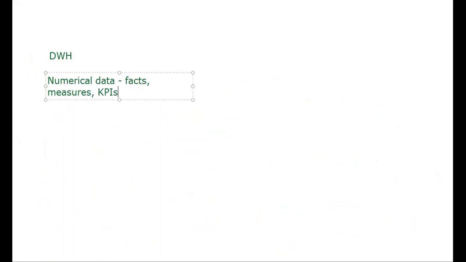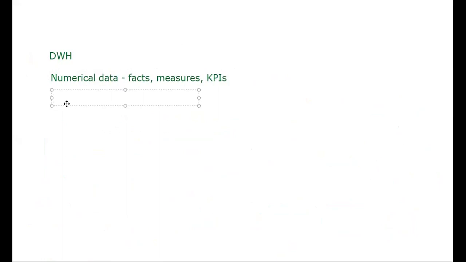So data warehousing assumes very simply that your data consists of two types of data. One is the numerical data. You can call them facts. You can also call them measures. You can also call them KPIs. Okay? You can give it these three names. Maybe there are other names too. And the other type of data that you have is basically the categorical data.